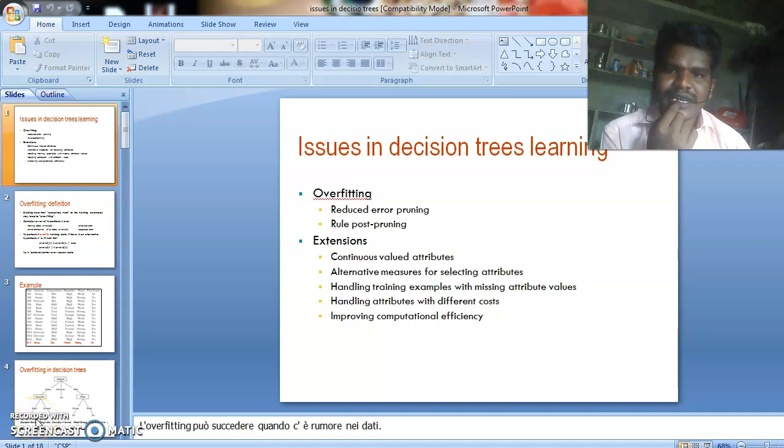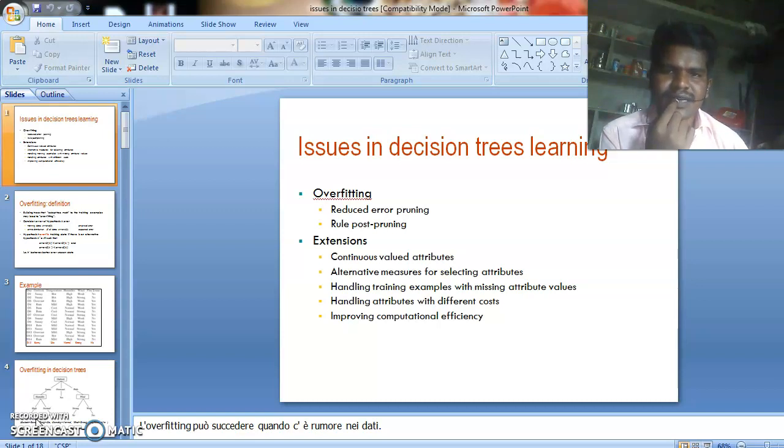Now I am going to explain the issues in decision tree learning. In the previous class we discussed how to construct a decision tree, what a decision tree is, how to represent it, and what the leaf nodes and the root node are. We also discussed the ID3 algorithm. These were the topics of the last class.